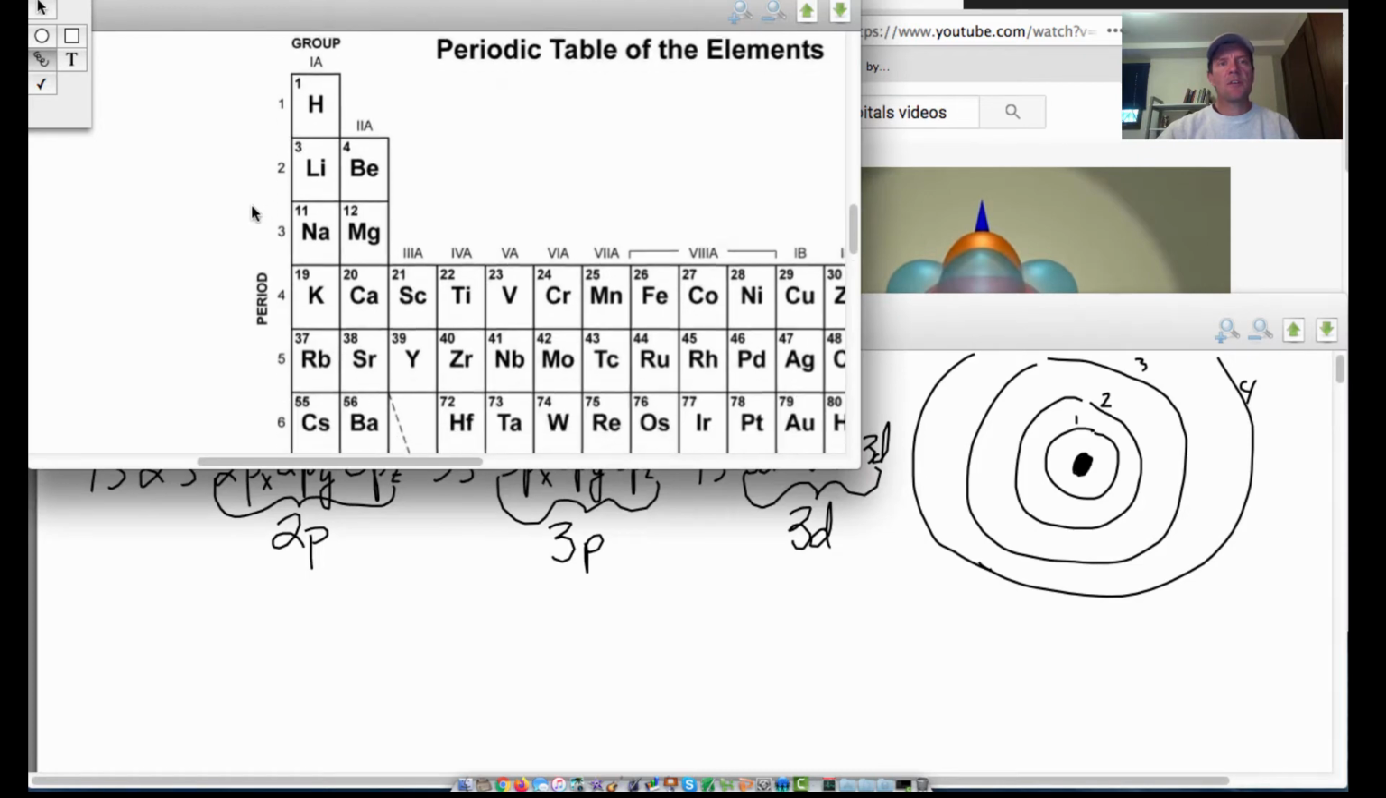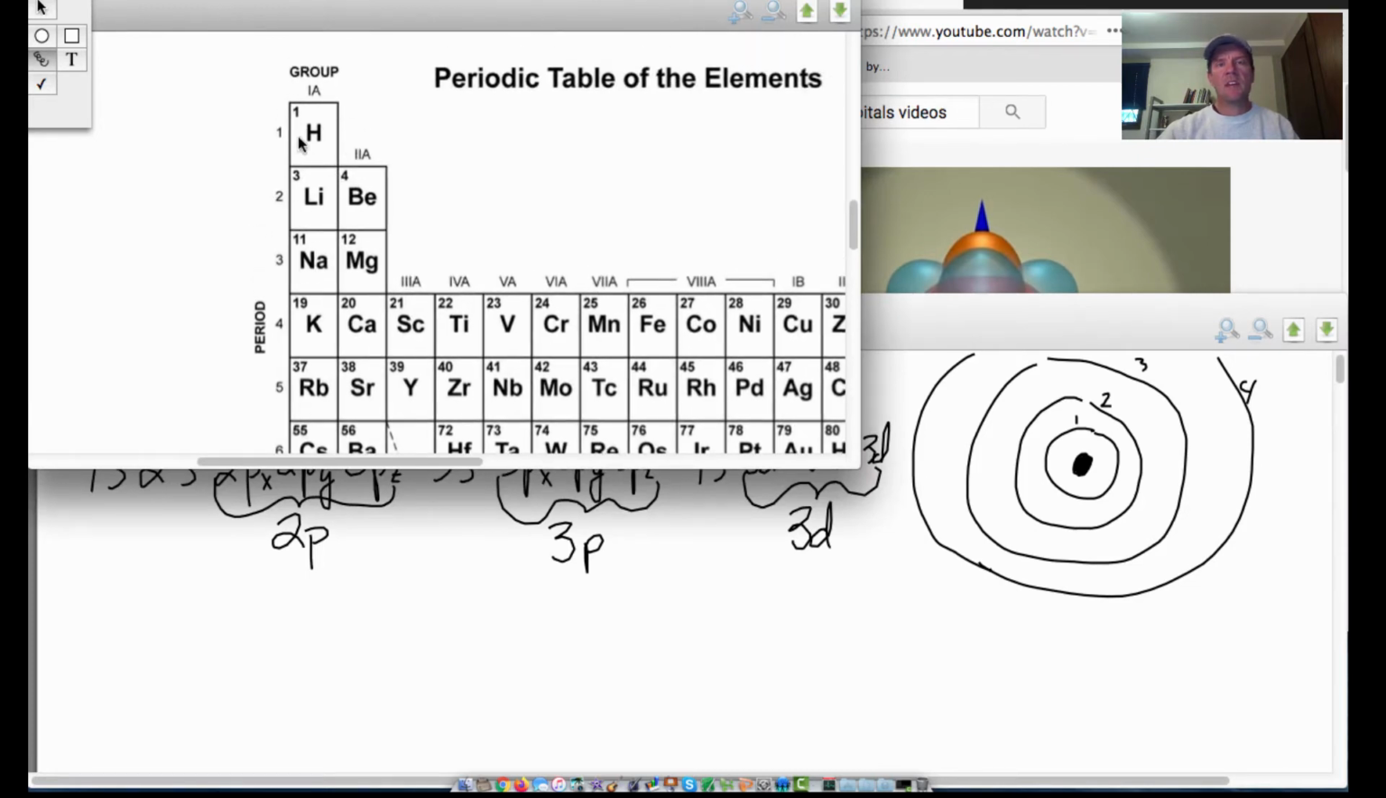Let's look at our periodic table and pick an element and see what its arrangement of electrons would be and write out its electron configuration. And we're going to do them for a number of elements, and you're going to start to see a pattern. Okay? Watch. Let's start with hydrogen.